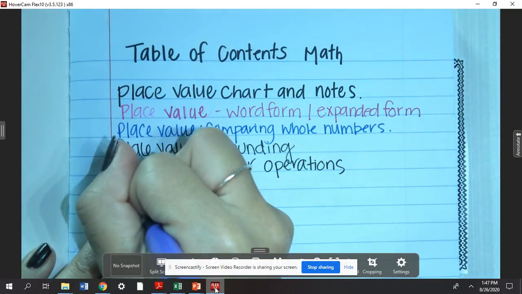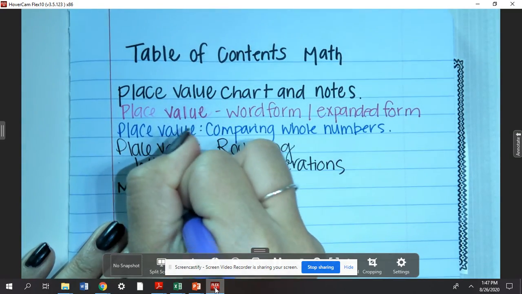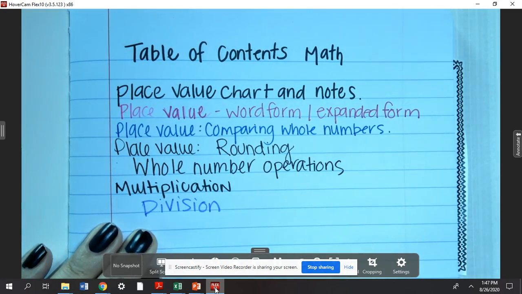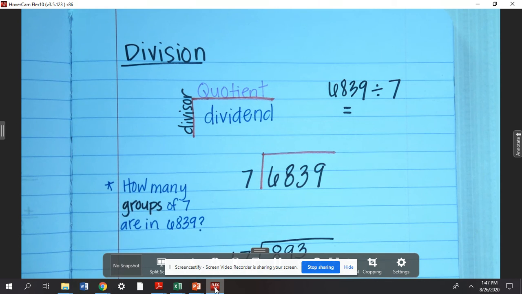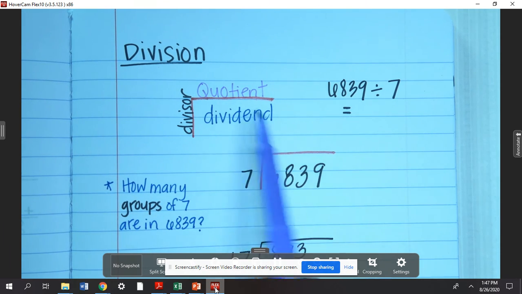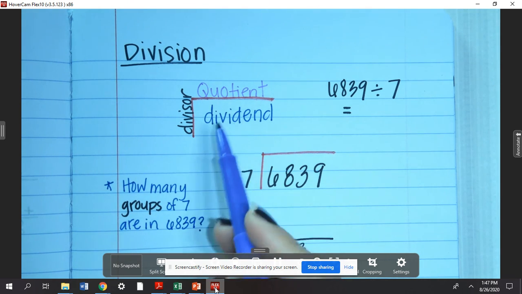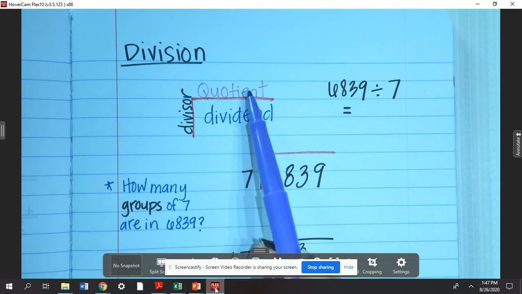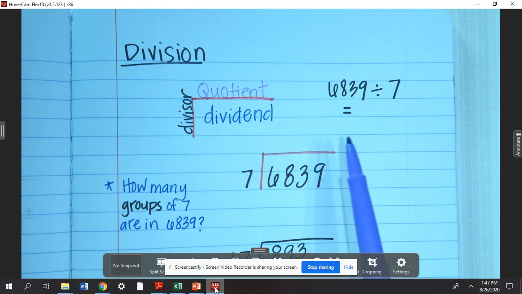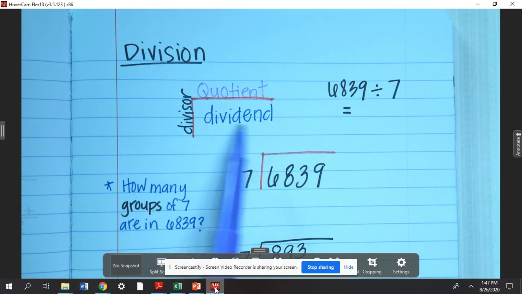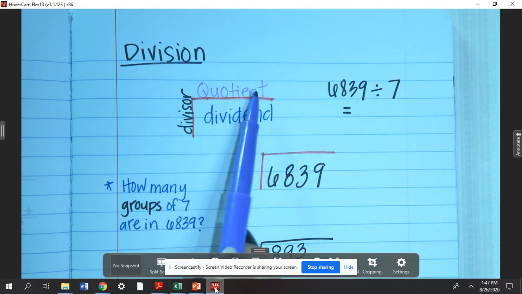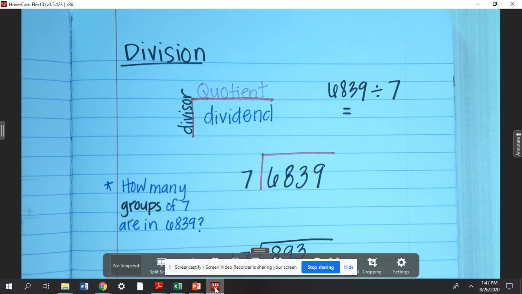If you're writing in your notebook, we're going to write division for today. Okay. So here, if you want to write your notes, you can write your notes. This right here is like a visual, so you can see what the different terms are whenever we're looking at division. The number that's considered outside, we call that the divisor. The number inside is our dividend, and the number on top, that is our answer or our quotient.